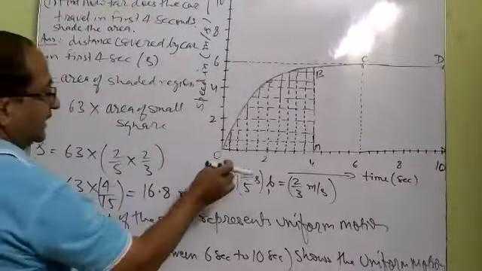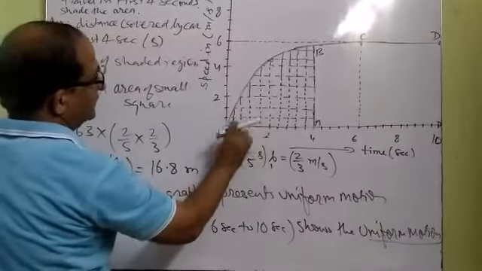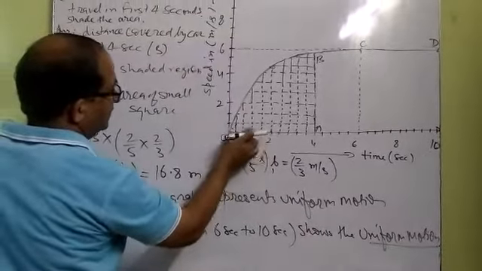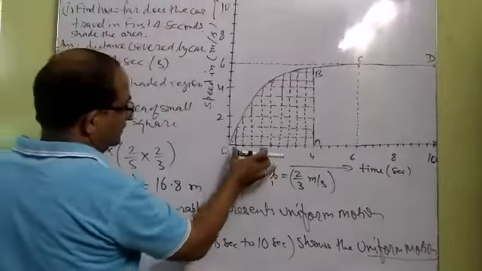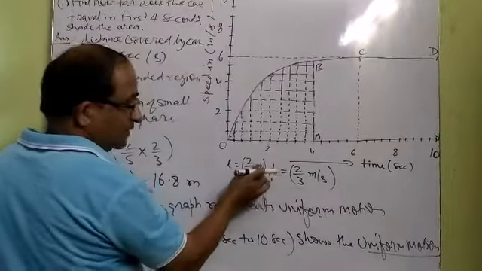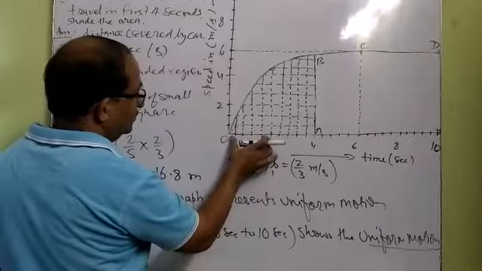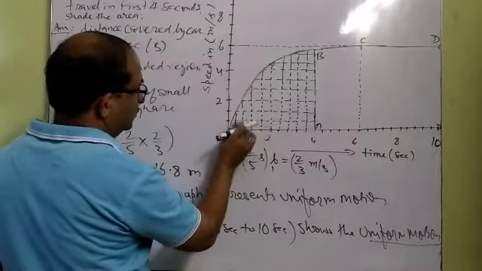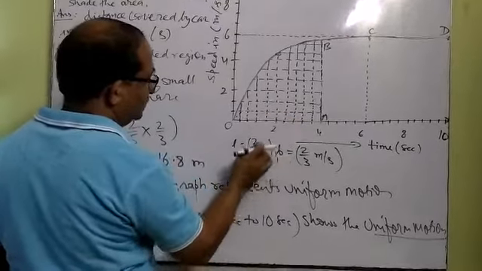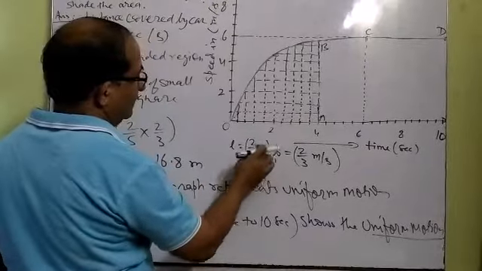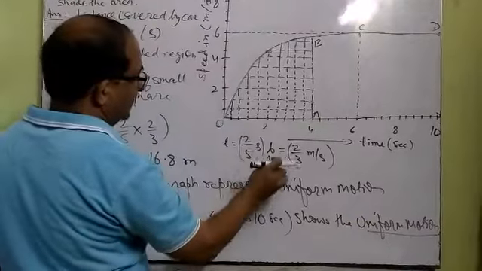For calculating the area of each small square, or we can say rectangle, we need the length and breadth of each small square. For length, which is along the x-axis, it is 0 to 2. Between 0 to 2, how many small squares are there? 1, 2, 3, 4, 5. So 2 by 5 second is the length of this small square.